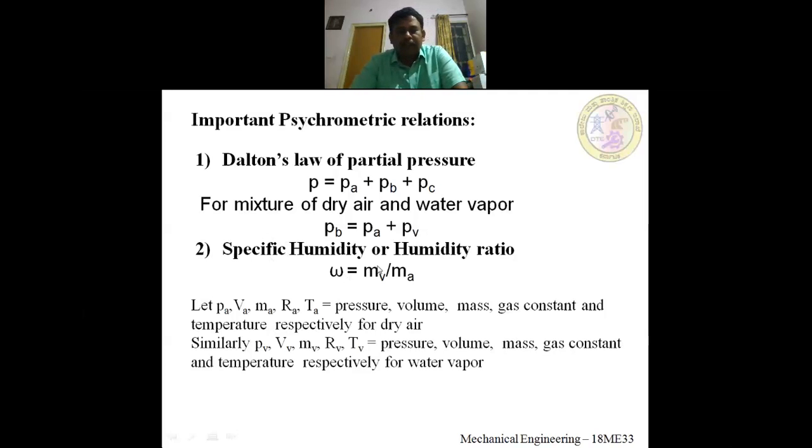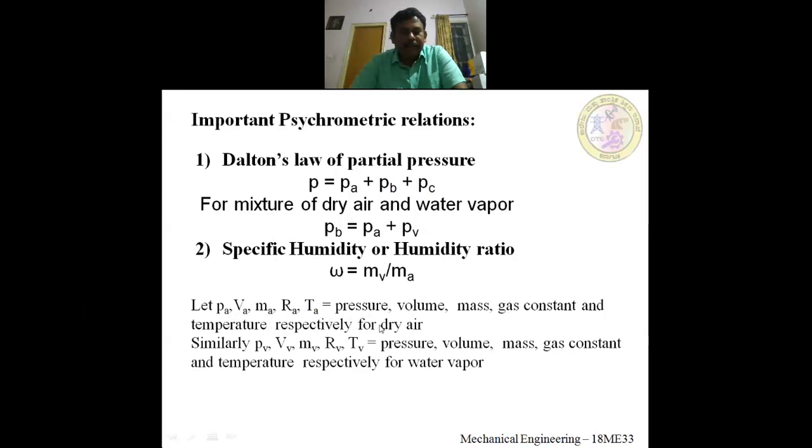Next, specific humidity. We'll derive an equation. Specific humidity or humidity ratio. Do you know that it is given by the mass of water vapor to the mass of dry air? It is nothing but kg per kg of dry air.